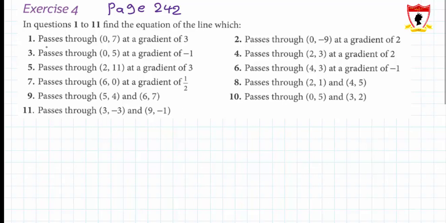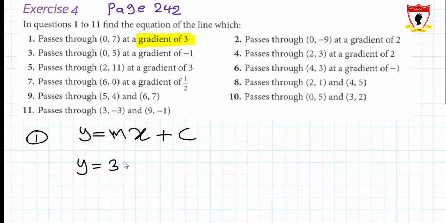Question 1. What's given? A line passes through (0, 7) at a gradient of 3. Then it means the gradient of the line is 3. We need to write the equation in the form of y equals mx plus c. m is the gradient, and it's given in the question that the gradient is 3. So it means the equation of question 1 looks like this: y equals 3x. How can we find c?